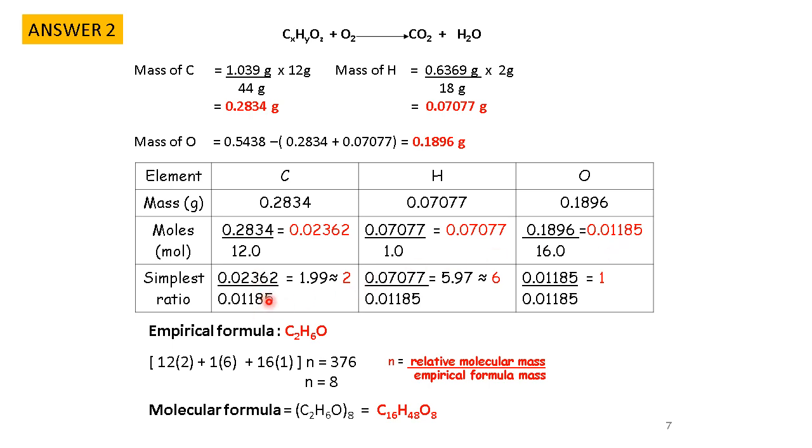So after we compare, okay, so carbon is 2. Since this is near to 2, we no need to round off. Same for here, 5.97 equals 6, and then oxygen is equal to 1. Then we get the empirical formula C2H6O.